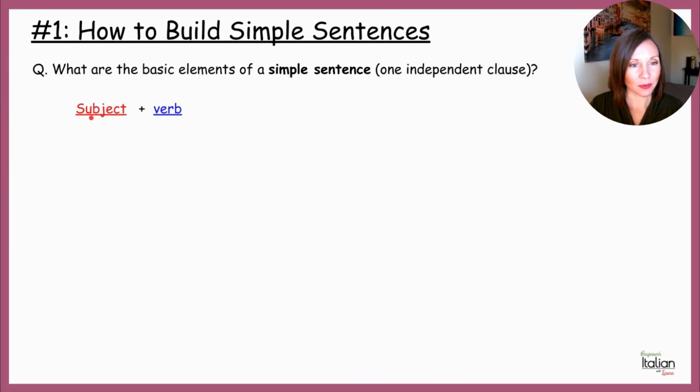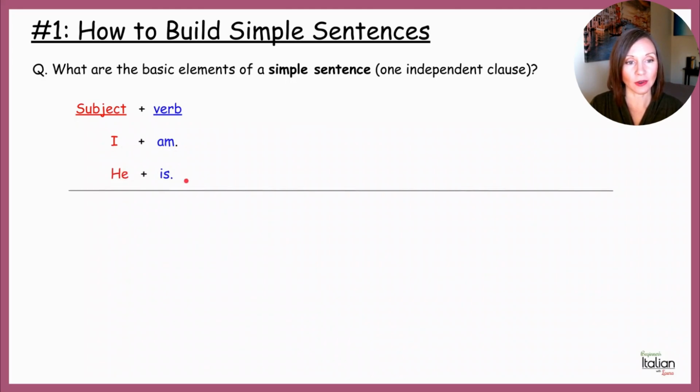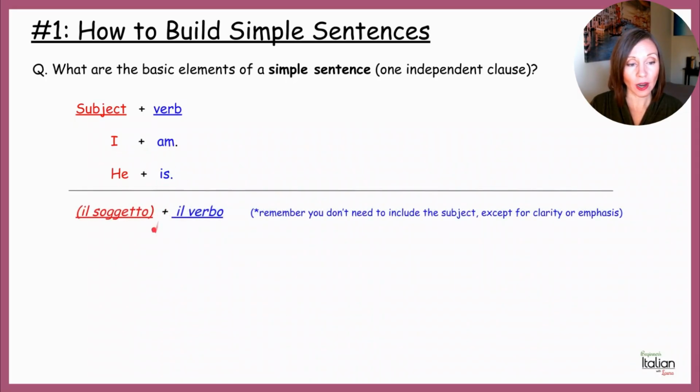Okay, so as we looked at earlier in Unit 2, we have a very simple sentence with just a subject and verb. So for simplicity's sake, we're going to use I am and he is. So very, very simple declarative sentences. You're just basically making a statement. I am, he is. And the same thing in Italian, we have il soggetto and il verbo.